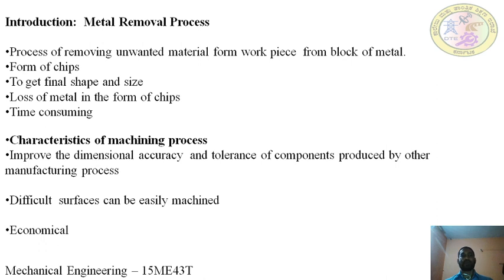These chips may be of different types, which will be studied in a later class. That may be continuous chip, discontinuous chip, or continuous chip with built-up edges, depending upon the type of material, like whether it is ductile material or brittle material, and also the cutting condition. The cutting condition means the feed, the depth of cut, and the speed, which will produce these kinds of chips.